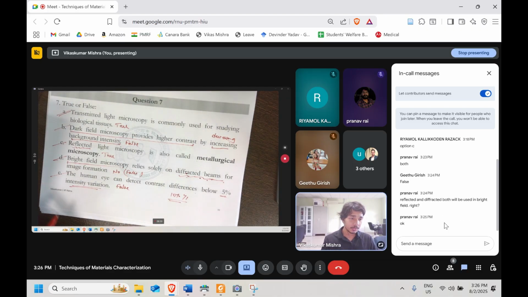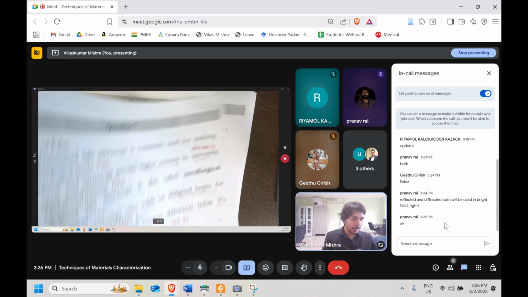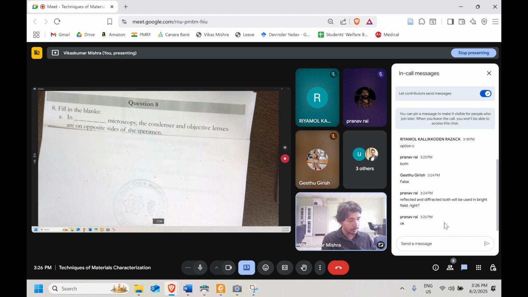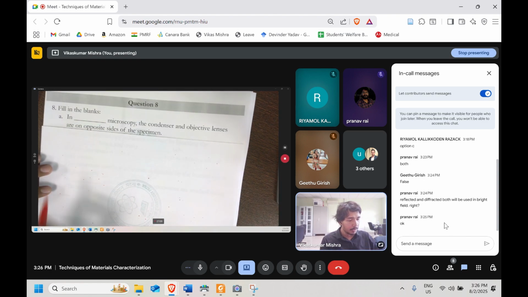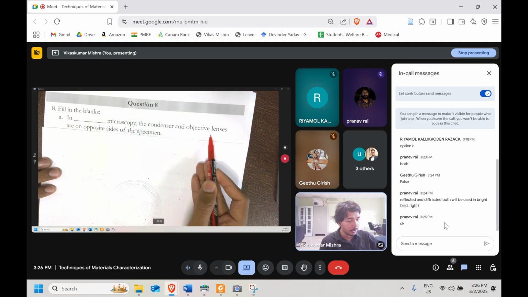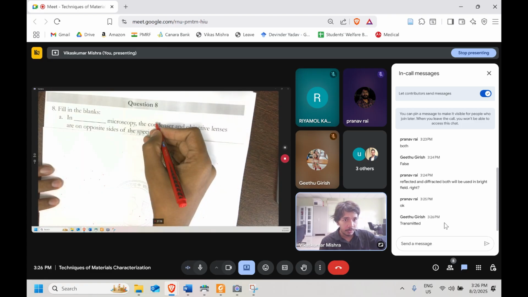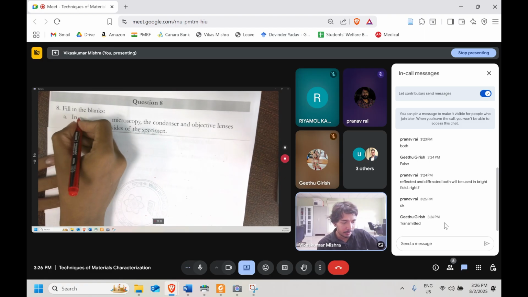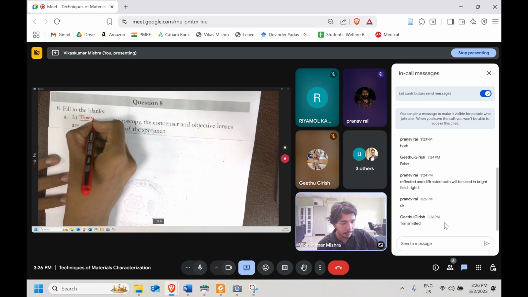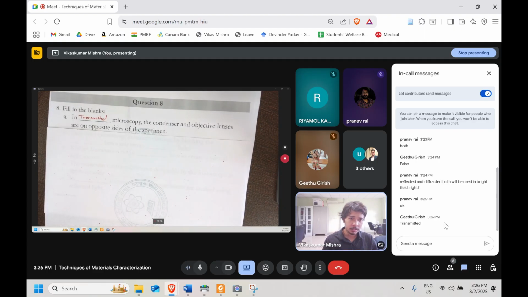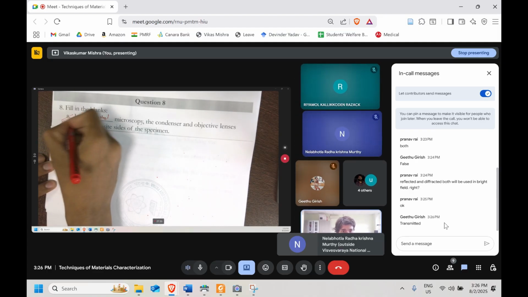So now let's move to the next question. Question number 8. In dash microscopy, the condenser and the objective lens are on the opposite side of the specimen. We saw this. We're talking about the transmitted, right? Very good. While they are on the same side if we are using the reflected microscopy. So with that, question number A is over.